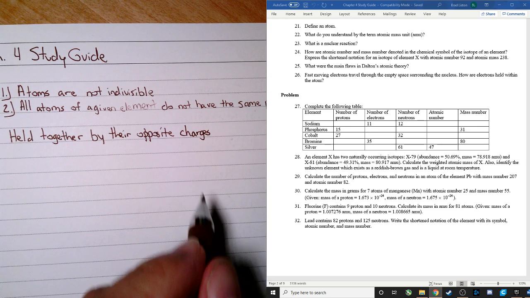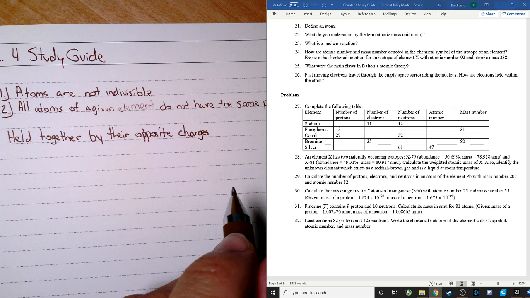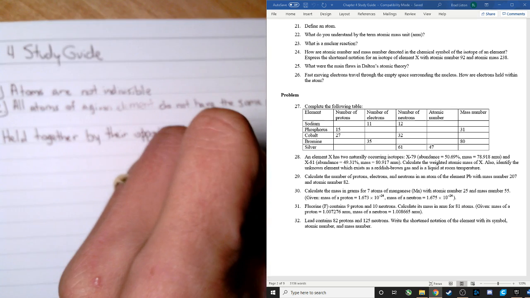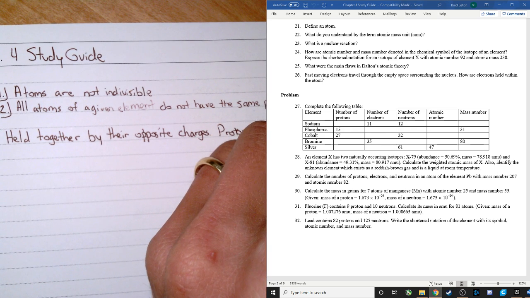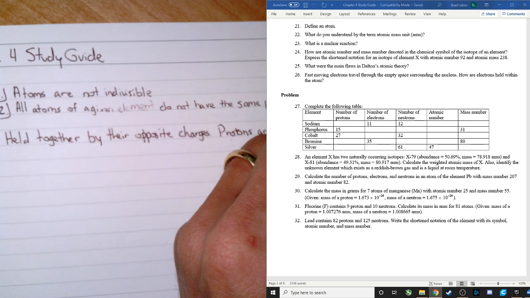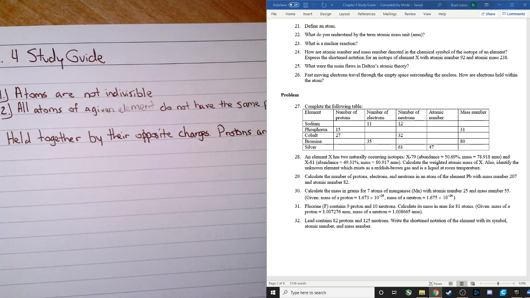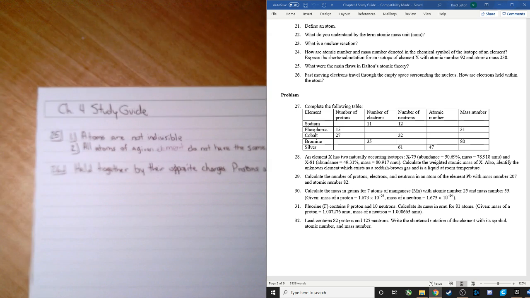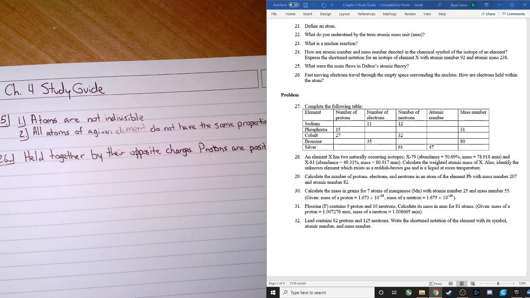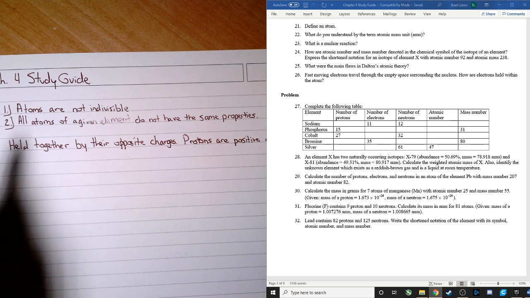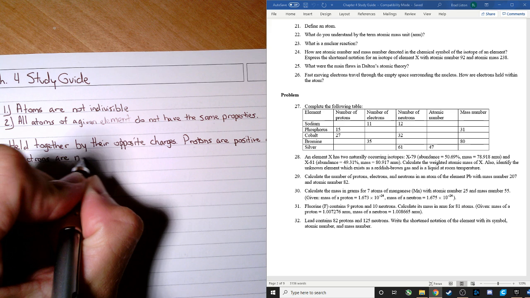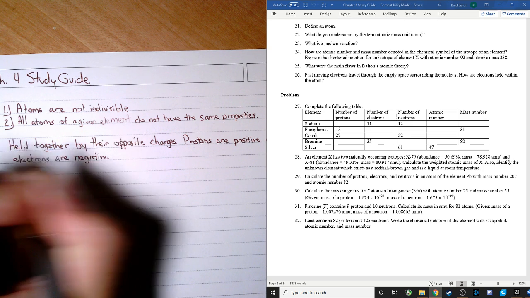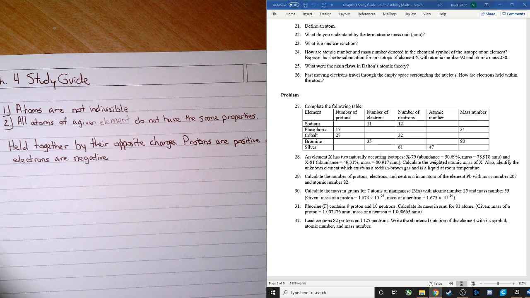So that's not going to be enough. What we also have to say here is the fact that protons are positive. Oh, I probably need to zoom back out here. Protons are positive and electrons are negative. All right. So that's that.